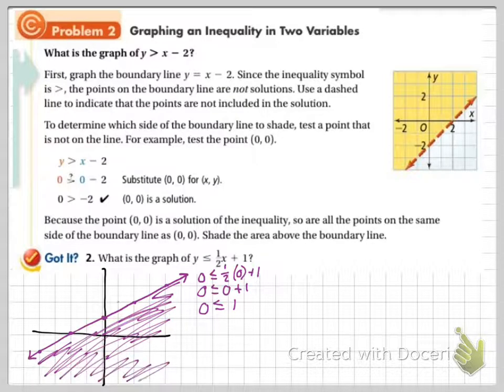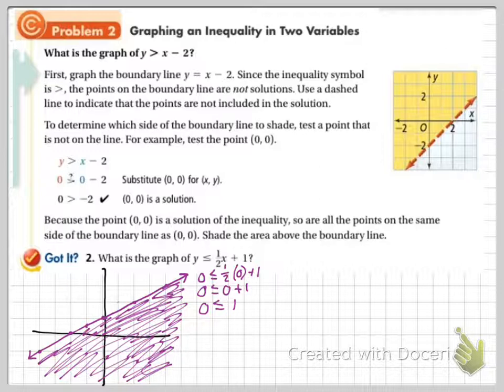Anything in this area is a solution, okay? Since we have a solid line, anything along the line is a solution. You could pick this point right there, and that's a solution, on that line. You could pick any point inside here, and that's a solution. If you choose a point out here, that is not a solution, it's not going to work.